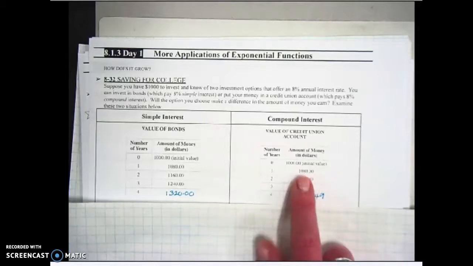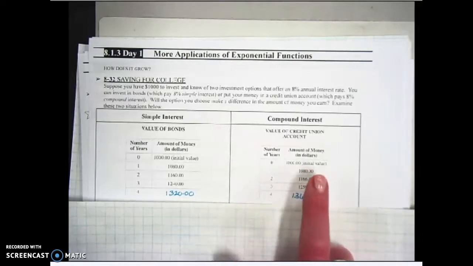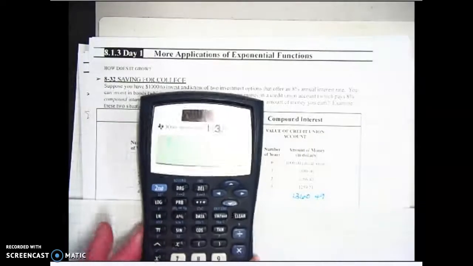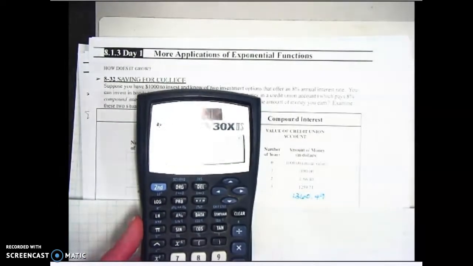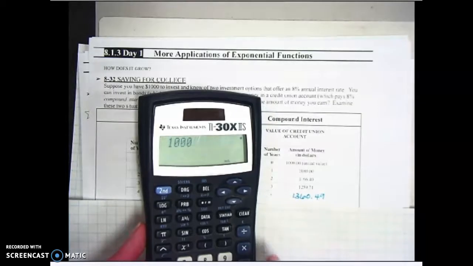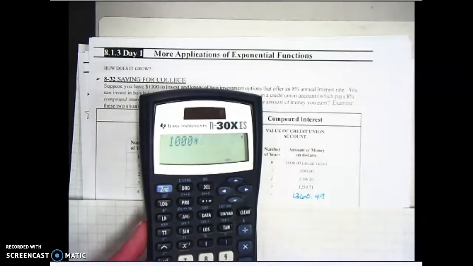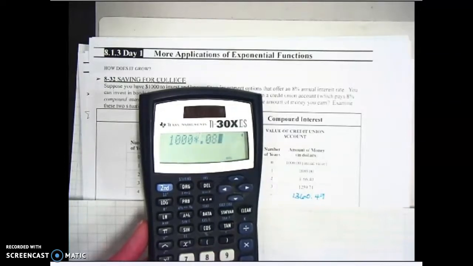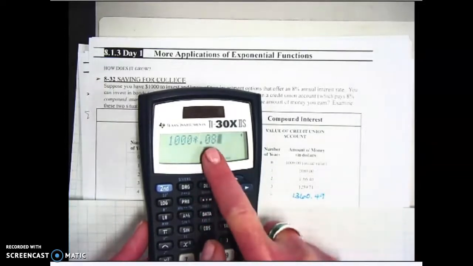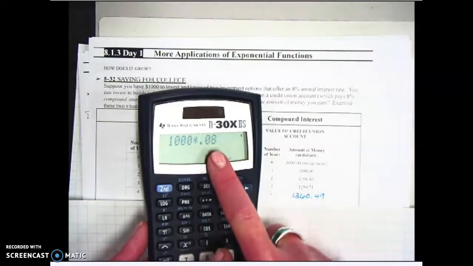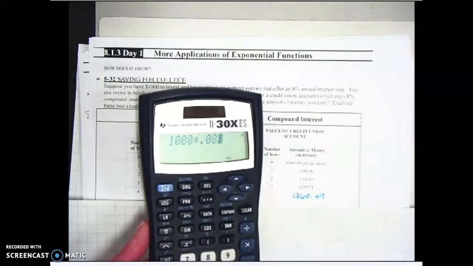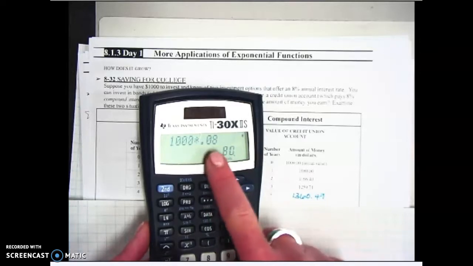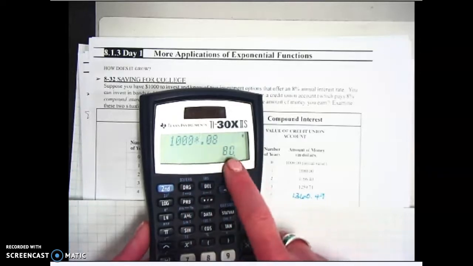Over here, you're going to take $1,000. I'm going to show you how to do this on the calculator. You're going to start with your $1,000. There's a glare. There it goes. And you're going to multiply by 8%. How do you say 8% as a decimal? 0.08. 0.8 is how much? 80%. So make sure you say 0.08, not 0.8, because that's 80%. Okay? So 8% of $1,000 is $80.